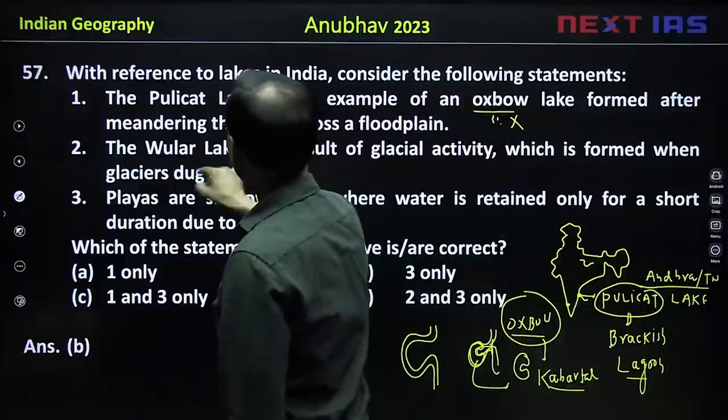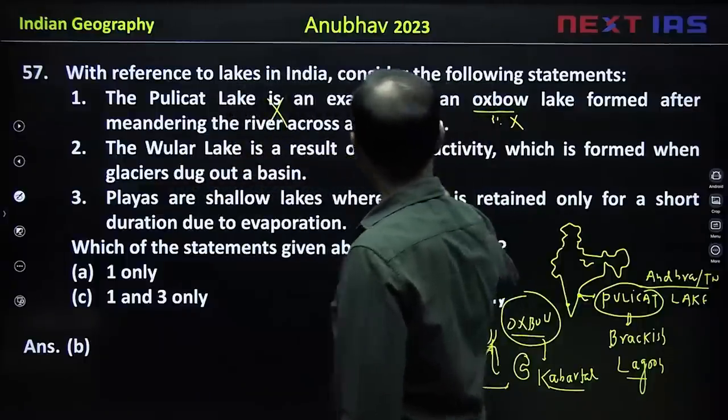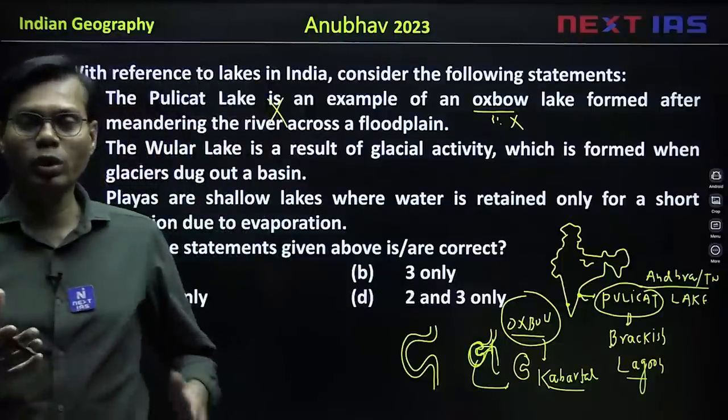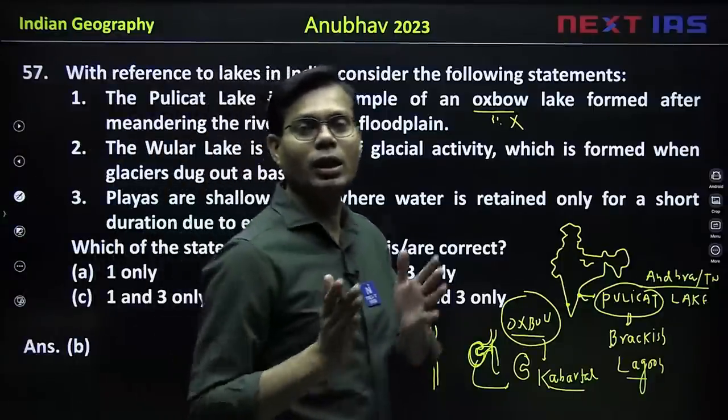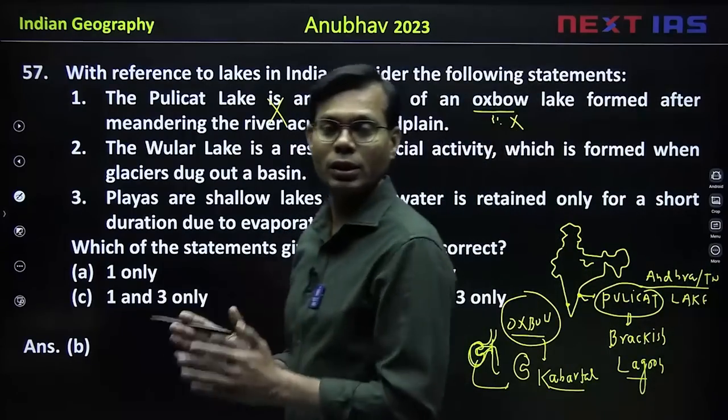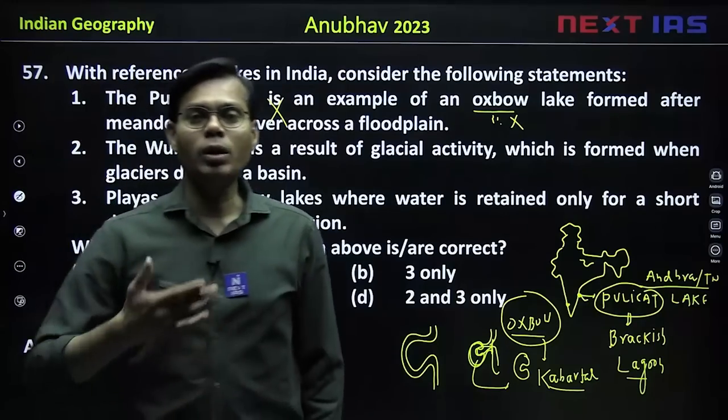And after this part, the second statement: Wular Lake is the result of glacier activities, which is formed by the glacier. It is a tough question because we don't have much idea about which lakes are the glacial lakes, which lakes are the tectonic lakes, which lakes are formed by volcanic action. So lakes are formed by a number of ways.